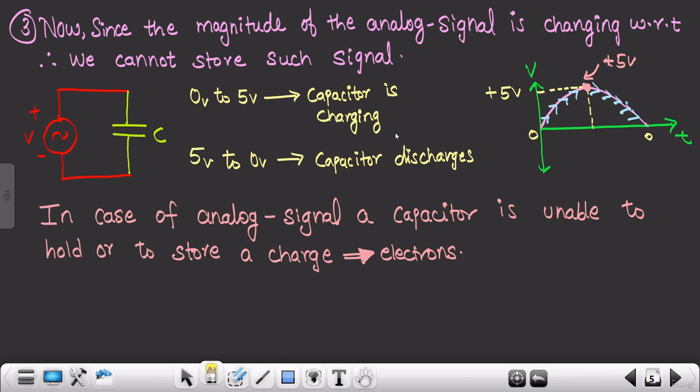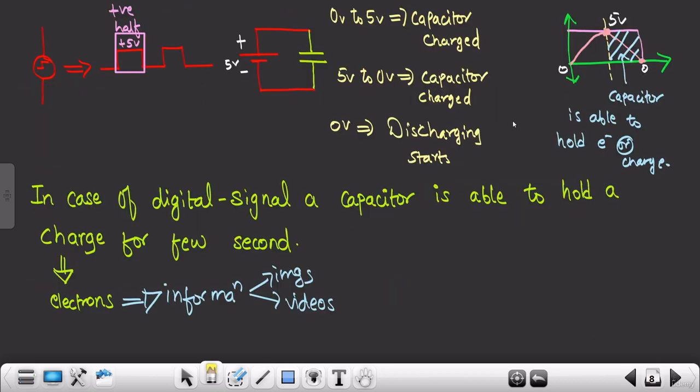As you can see, the capacitor was charging and then it was quickly discharging in case of analog signal, but in case of digital signal, it charged and then it stayed, I mean it kept its particular charge for a certain time period. That means what? It is holding electrons, which signifies that it can be used as a storing device, right? I hope you understood this particular point.